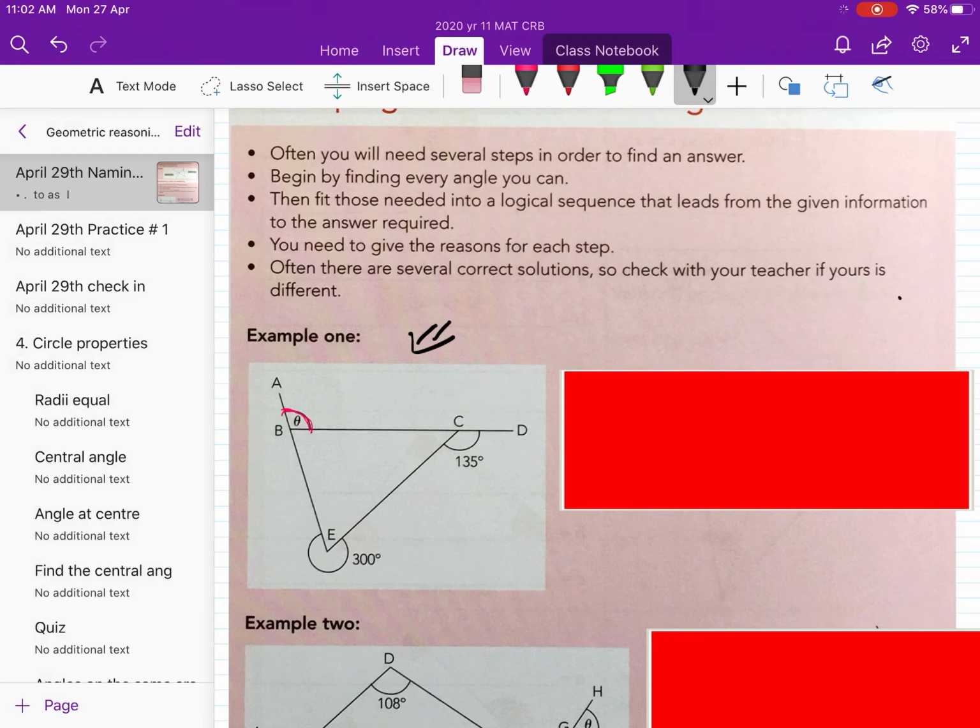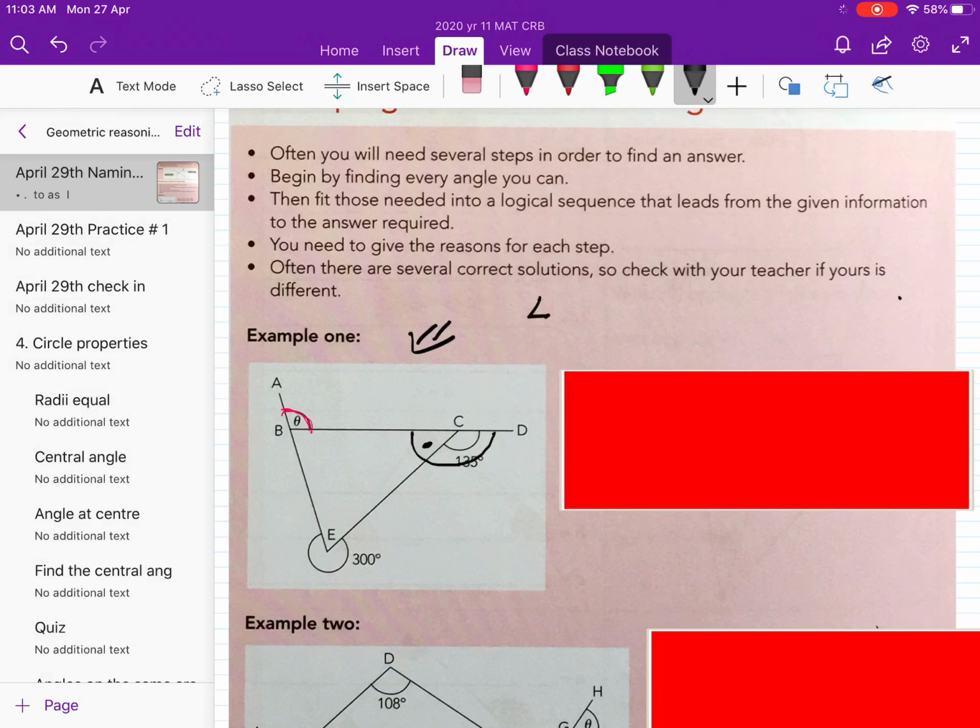So how are we going to do that? Well, let's see what we know. This is an exterior angle, and we know that exterior angles are equal to the sum of the two opposite interior angles. We could go that route, as long as we can find these angles here. I can get this one here because I know that this is an angle on a straight line, and angles on a straight line add to 180.